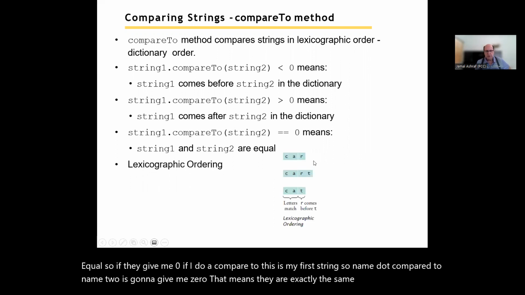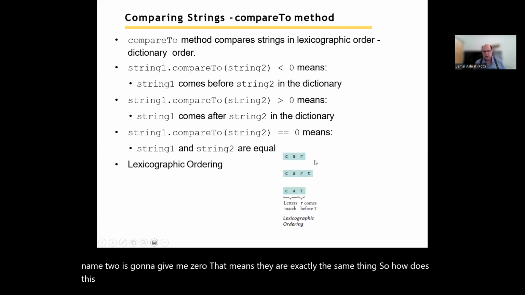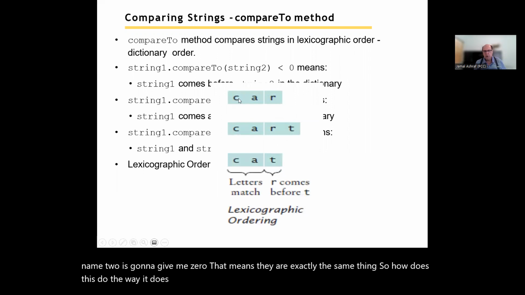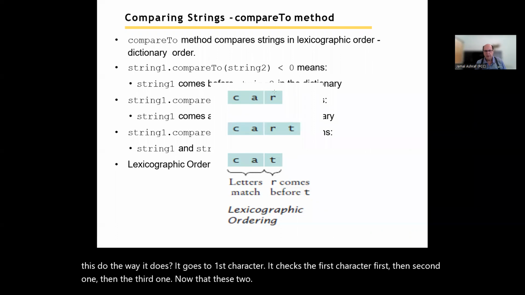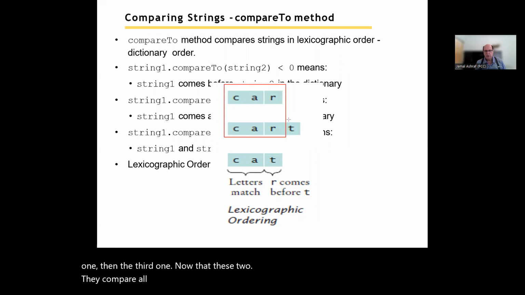So how does this work? The way it does it, it goes to the first character. It checks the first character first, then the second one, then the third one. They compare all these characters, and then it gets to this one. That means the second one is bigger than the first one.